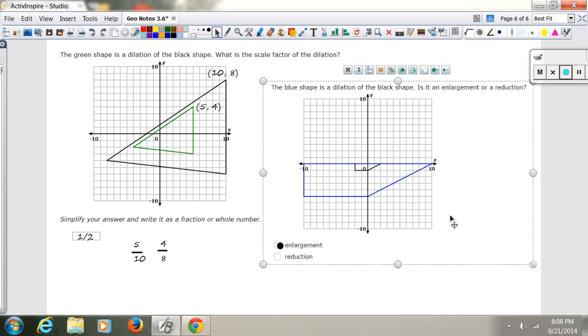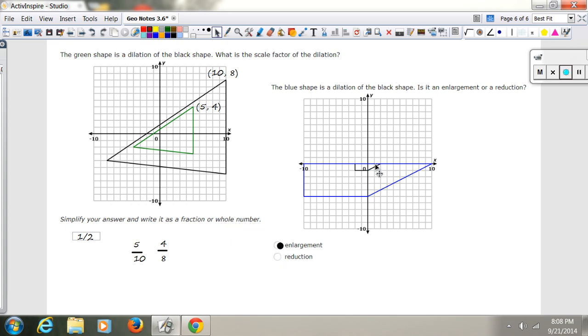All right, there you go. That would actually have a scale factor of 2 up to 10 would be a scale factor of 5, because 2 times 5 is 10. So that would be an enlargement with a scale factor of 5. It would be 5 times as big as the small one.